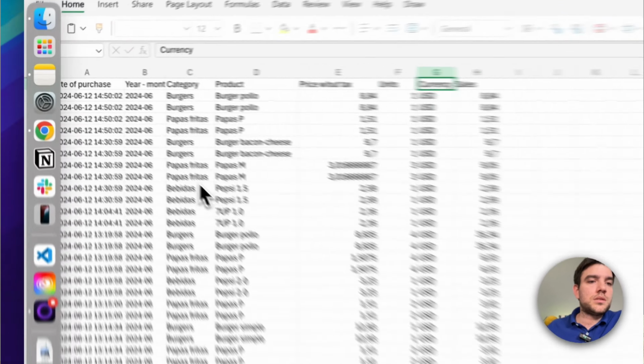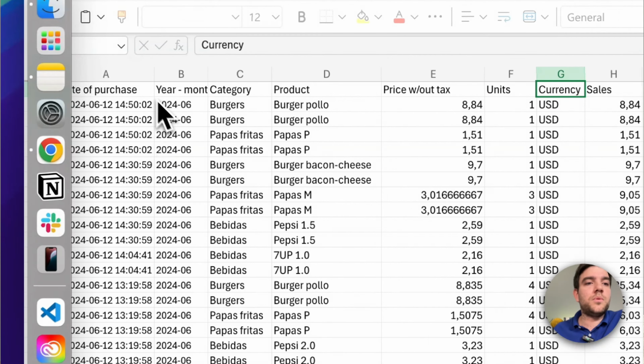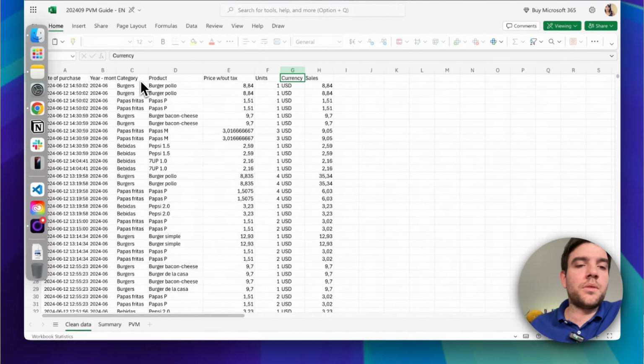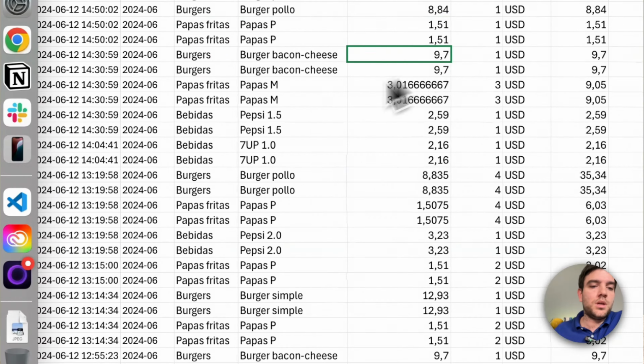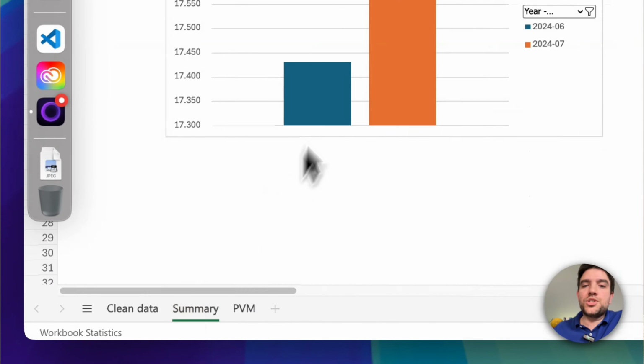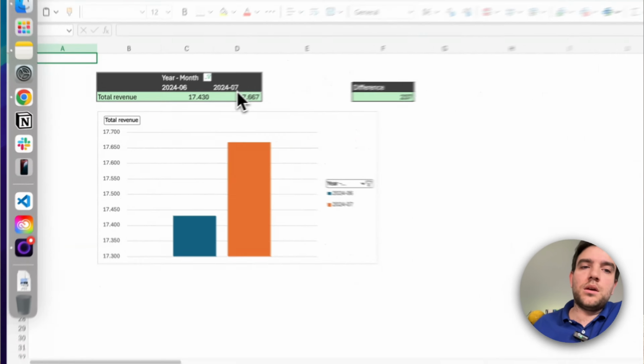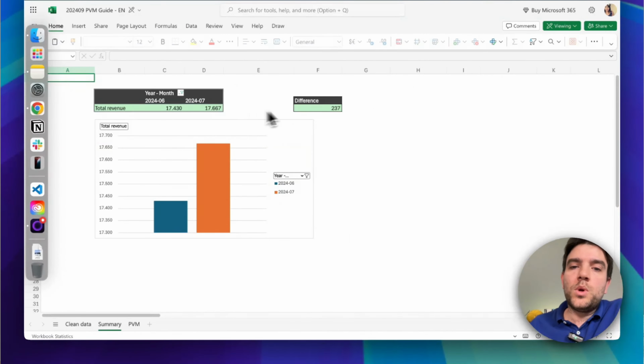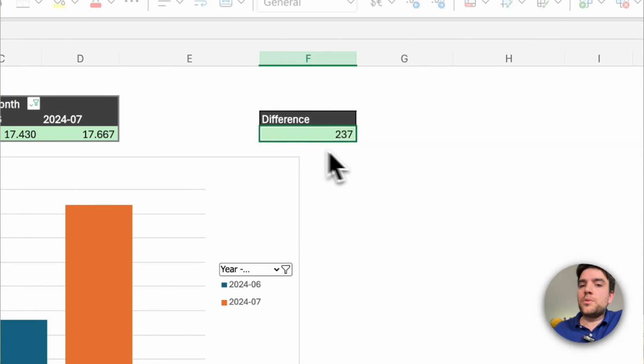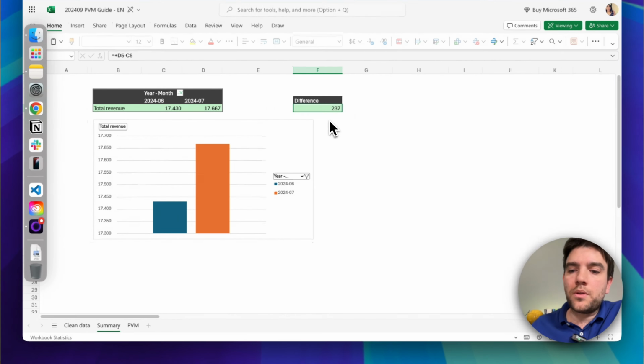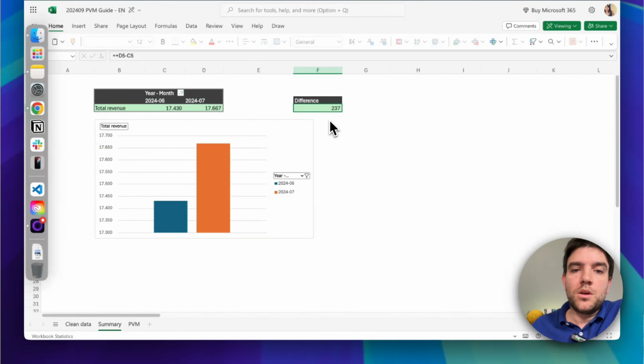I have this example of data here where we have the date of purchase, the year, month, category, product, prices, units, and total sales per each of these orders. So if we check the summary and we compare July against June, we can see that we actually increased our revenue by $237, which is great, right? It's increasing, but the thing is, why? That's the idea of the price volume mix analysis.